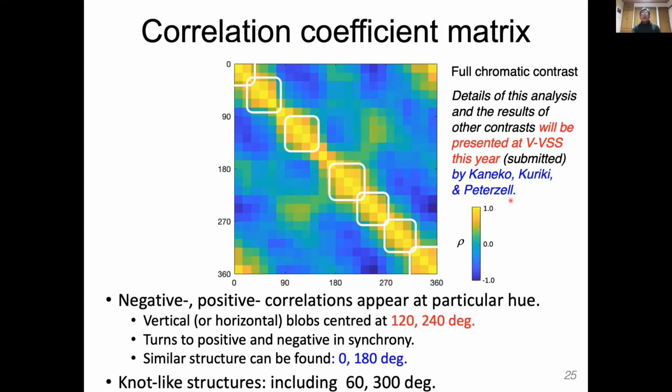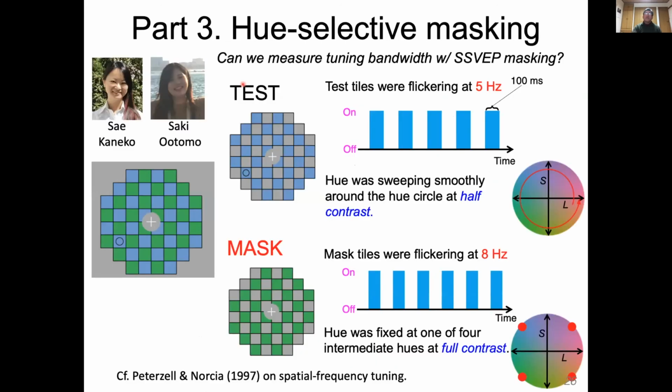And now another interest of ours is: what are these new systems? I mean, if these are some hue-selective, narrowly tuned mechanisms, can we measure them by masking or some other technique? So the last part of my talk is about a hue-selective masking experiment, which was conducted by Anya again.